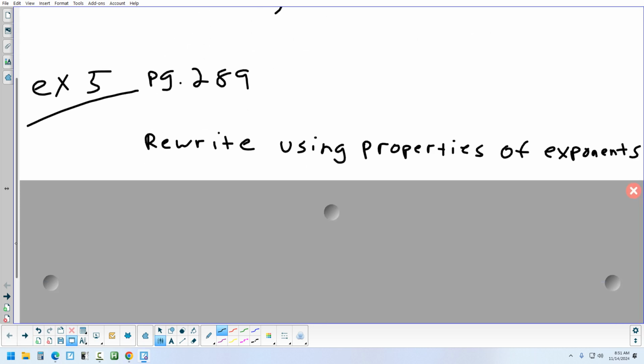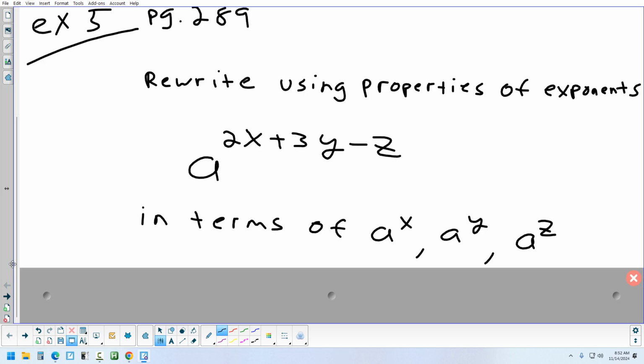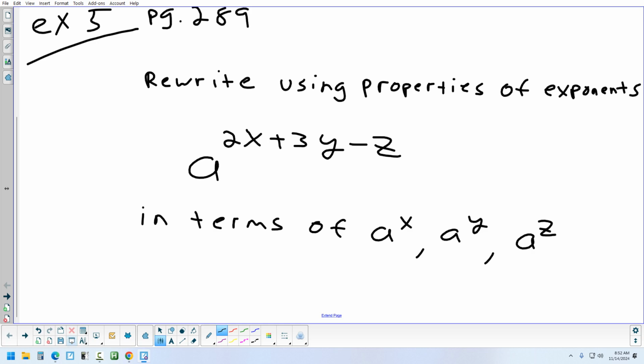Okay. So the first problem they want us to do is rewrite that expression just without negative exponents and without numbers in front of any of the variables. So a to the x, a to the y, and a to the z. Okay, right now we have a 2x, a 3y, and a negative z. All right, so what we want to think about is how we would have gotten to this point.